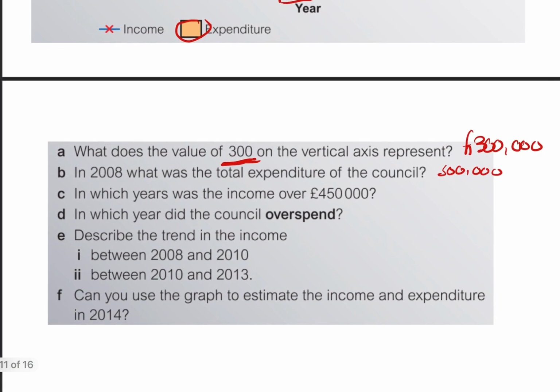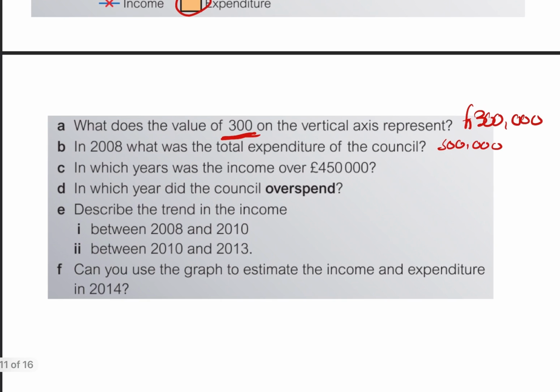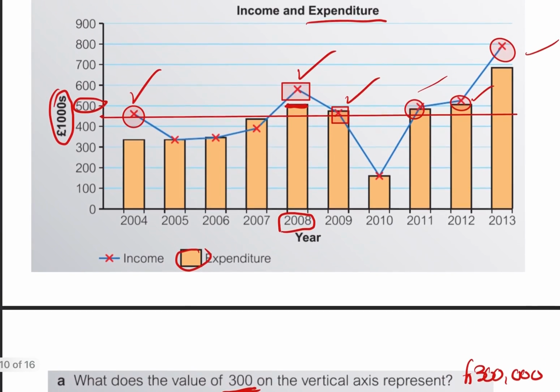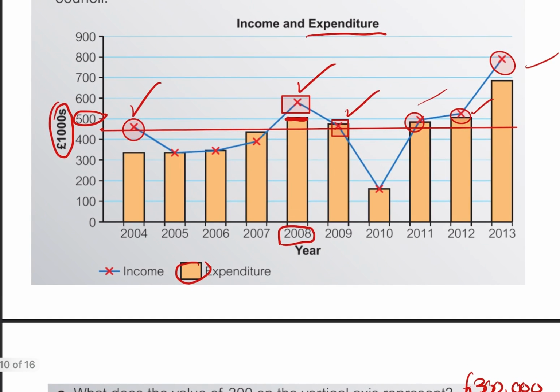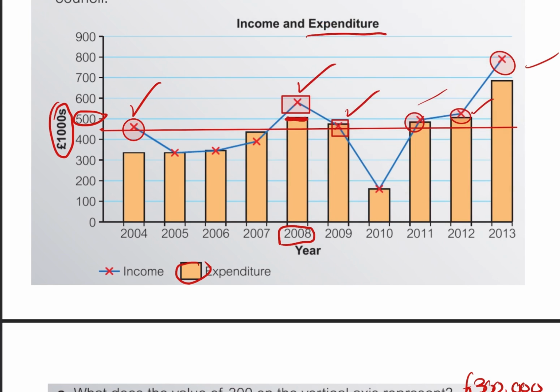Okay. In which year did the council overspend? So we need to see when they overspend. Where is the expenditure larger than the income? And I can see, if I change my color up, overspend was... We need to find where income is below here, so we can see it here. 2007 they've overspent, and that's it. That's the only year they've overspent. We need to find when the income's below that line.